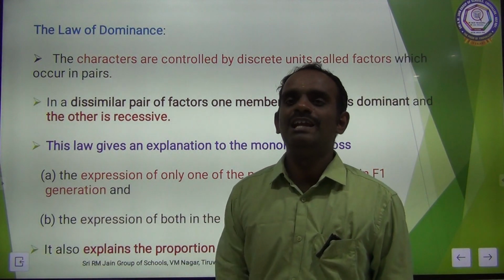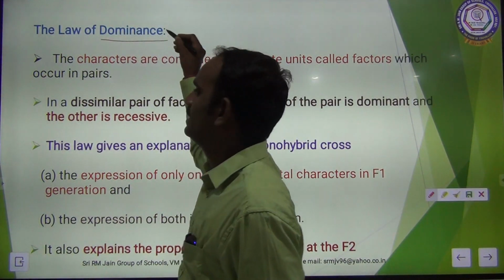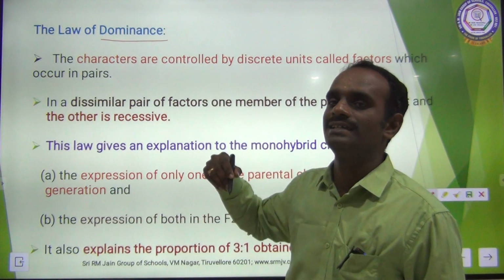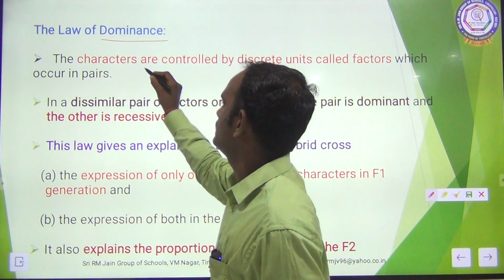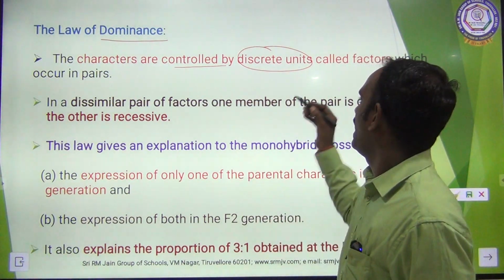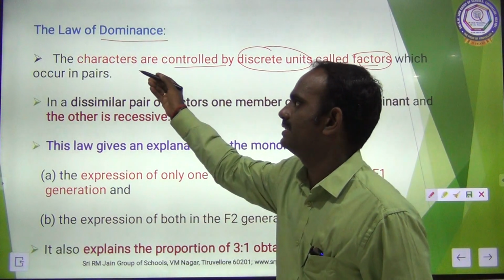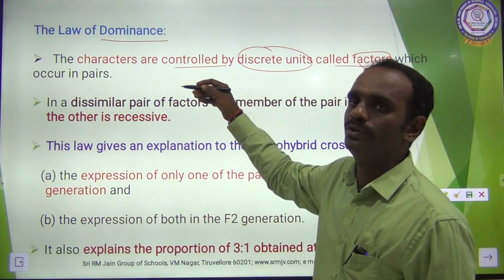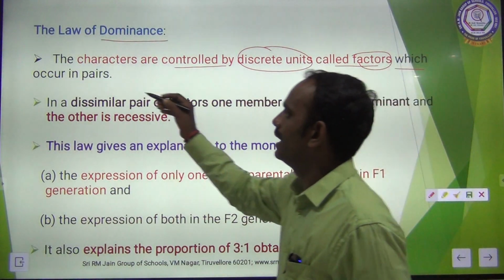The first law, the law of dominance. The name itself you can easily understand. The dominant character exists in the F1 generation as well as in the F2 generation. The characters are controlled by discrete units, and these factors are nothing but genes. The dominant characters as well as the recessive characters are controlled by genes, which occur in pairs.